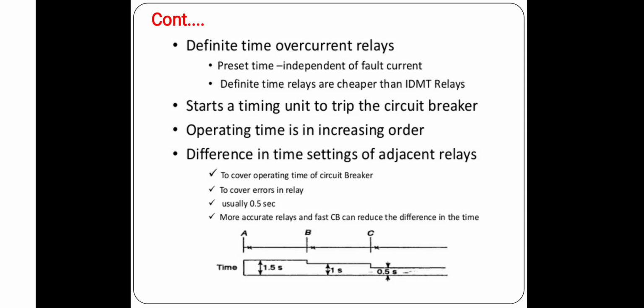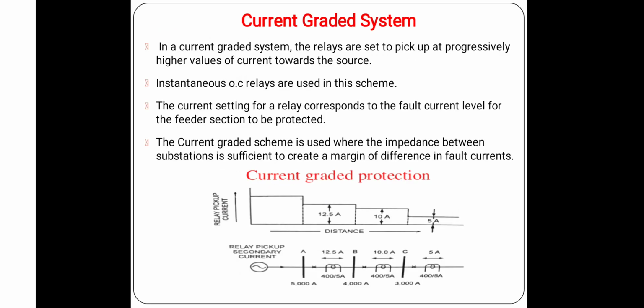So we will now move to the current graded system. Now we look at what is the difference in these two systems and what is basically the current graded system. An alternative to time graded or in addition to time graded, current grading protection can be applied when the impedance between two substations is sufficient.